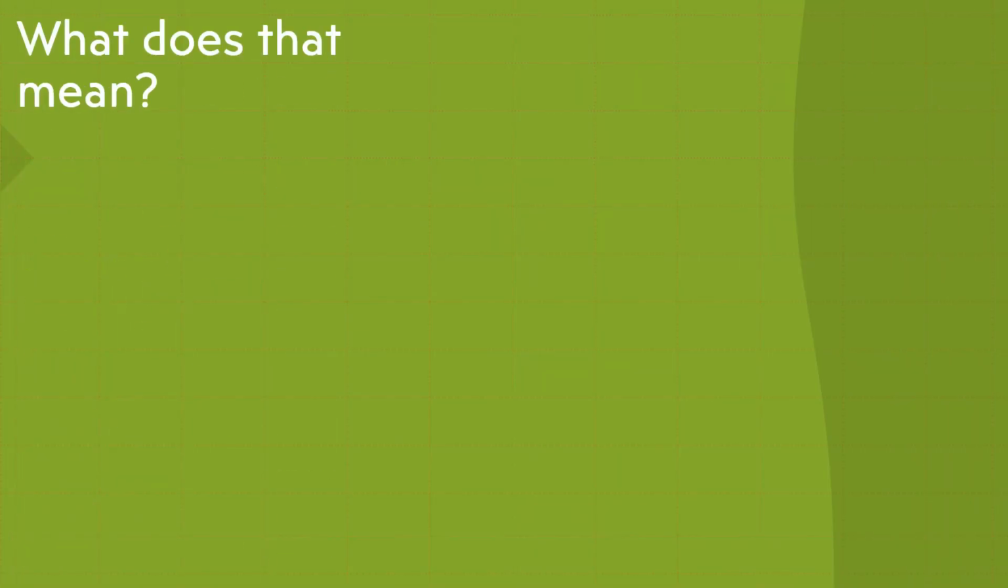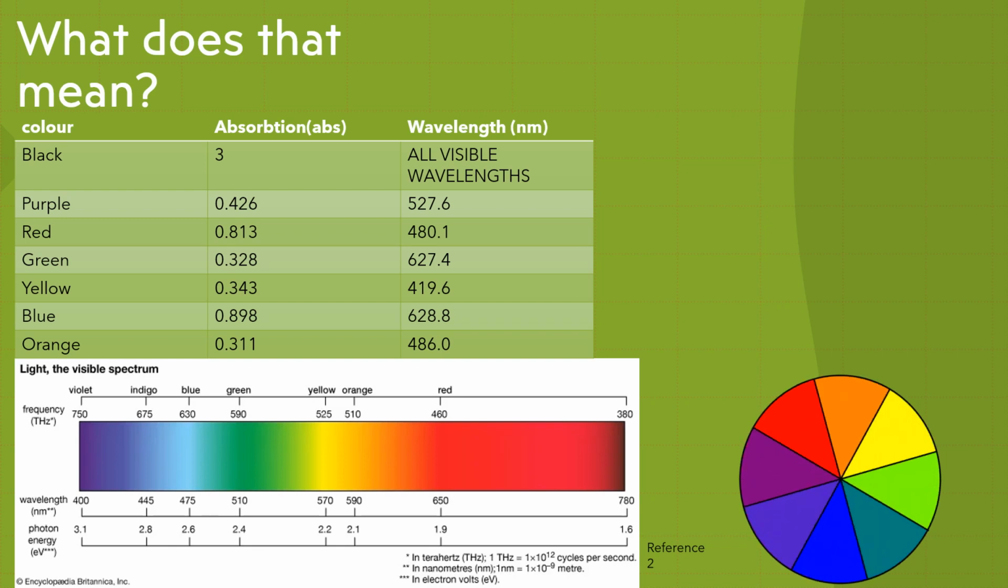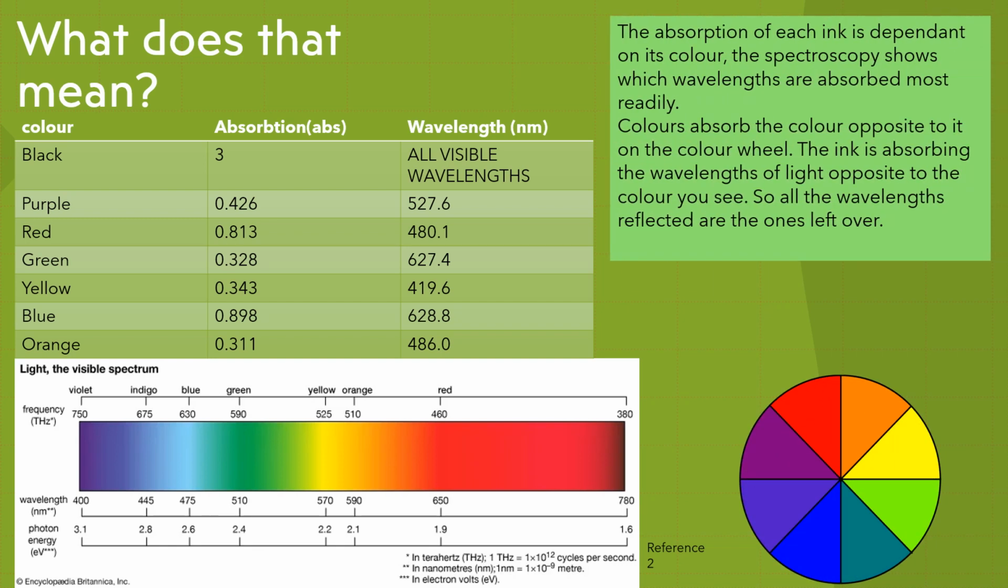What does that mean? Well, here are the results next to the visible spectrum of light. And this is the colour wheel. So, each ink absorbs a different wavelength to a different degree. This is because each ink has its own colour, and colour is dependent on which wavelengths are absorbed.